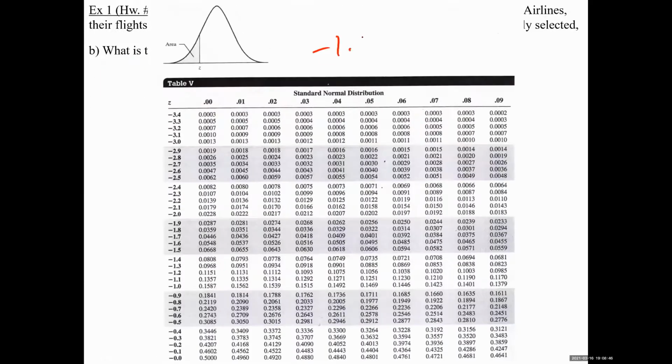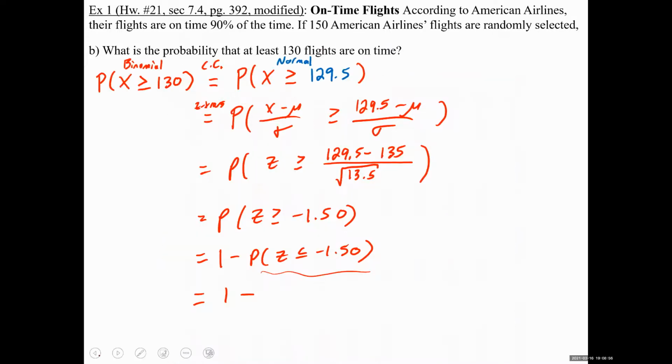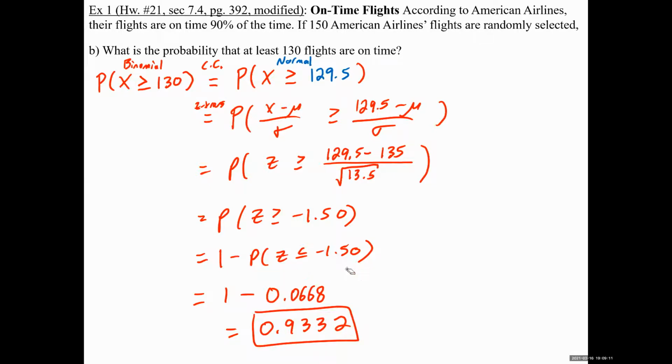We're looking up negative 1.50. Here it is, negative 1.50. 0.0668. And the answer to this problem is 0.9332. All right. That's your first example for the types of problems we're doing today. Any questions?